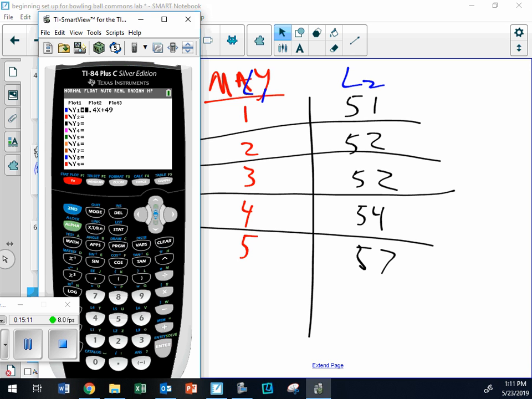And even better, if I go to Y1, there's my equation. Now, if yours didn't do that, I'm going to arrow up and see if I can find that right there. That's what it should look like if you have the old calculator, L1, comma L2, comma Y1. That was under vars, Y vars, etc. Okay, and there it is.